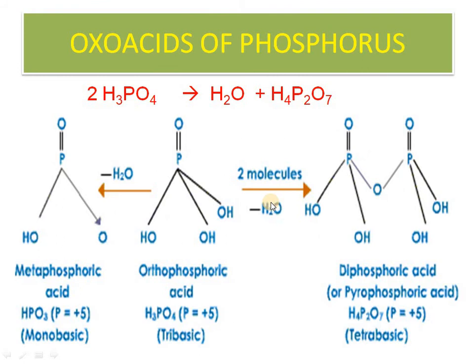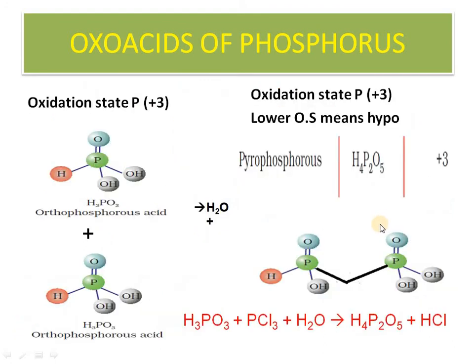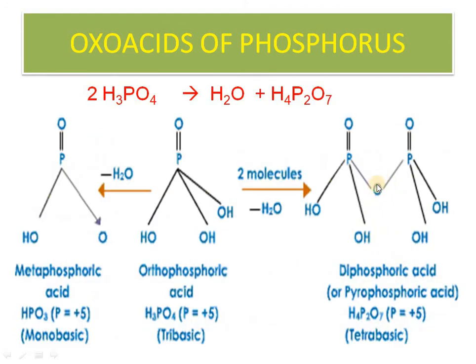Now here, if you are talking of phosphoric acid, you are having phosphoric acid. If you are joining two molecules and removal of water, you are getting pyro. So how to simplify this: 2 molecules of H3PO4, removal of water, H4P2O7 we got. So here this is a peroxide linkage. Now if you remove water from that you will get meta.